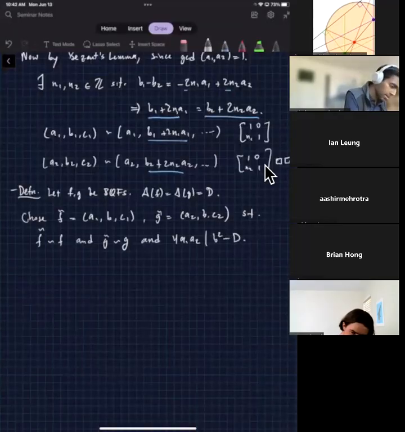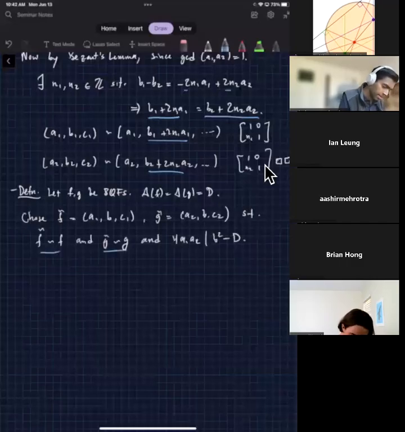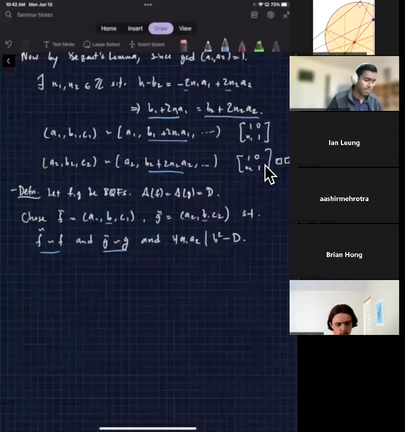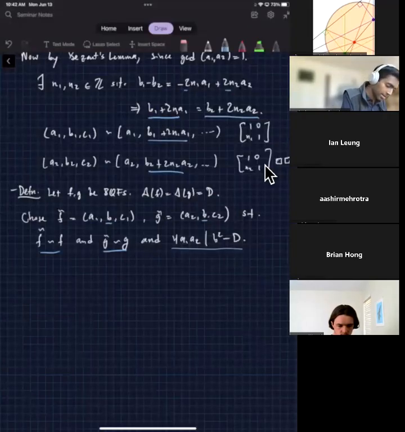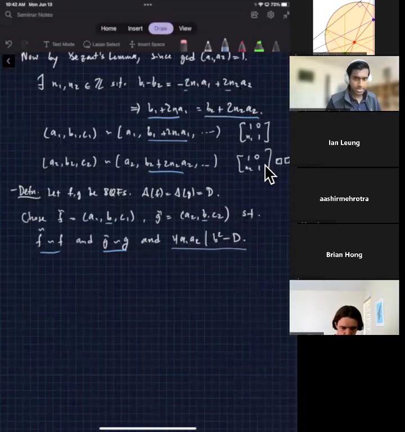Okay, so these first two conditions are mild. I mean, you're just choosing equivalent ones. And note that F tilde and G tilde have the same XY coefficient. So we're choosing them to be concordant, and we can do that by the previous proposition. But this third condition is quite strange. How can we arrange for B squared minus D to be divisible by 4A1A2?